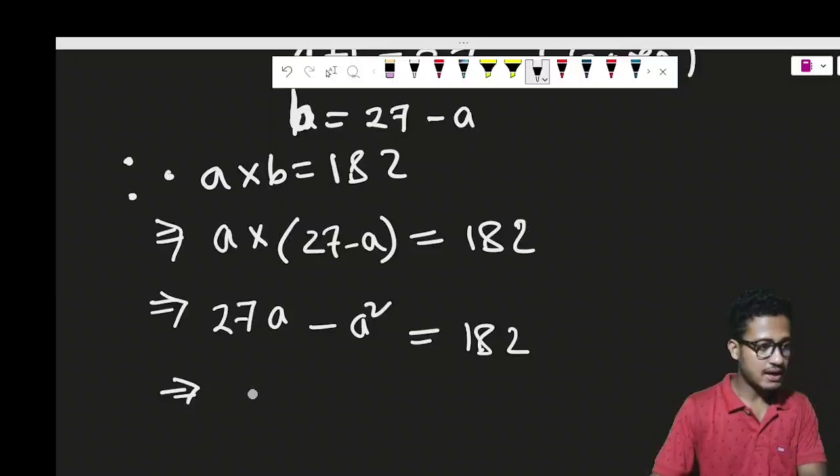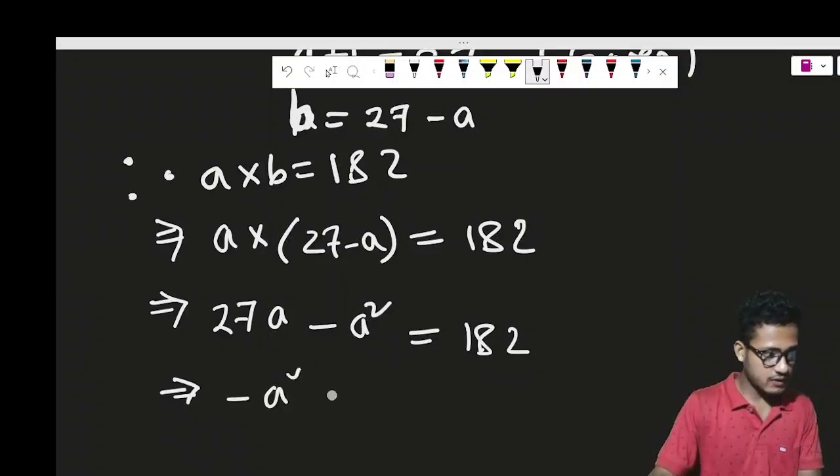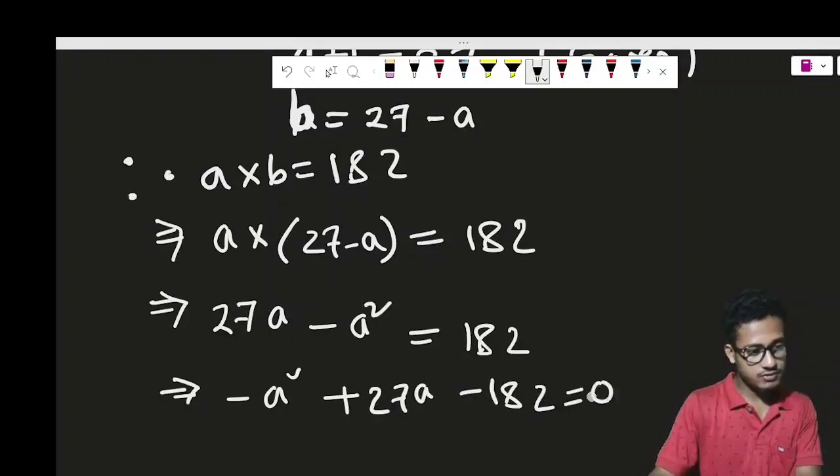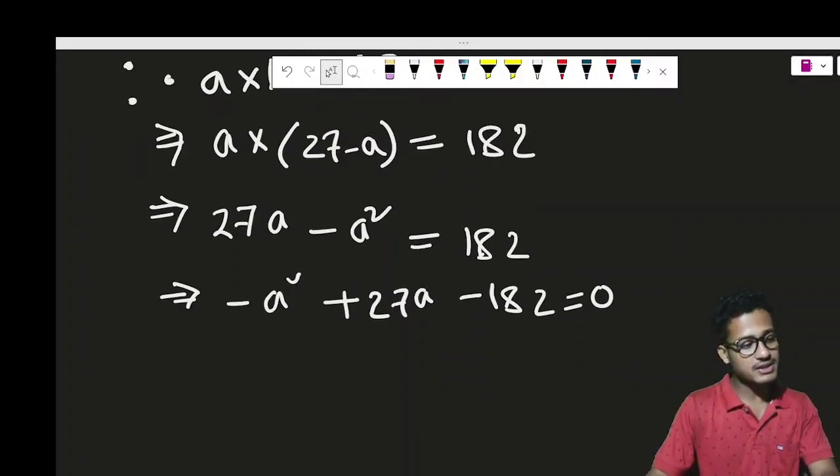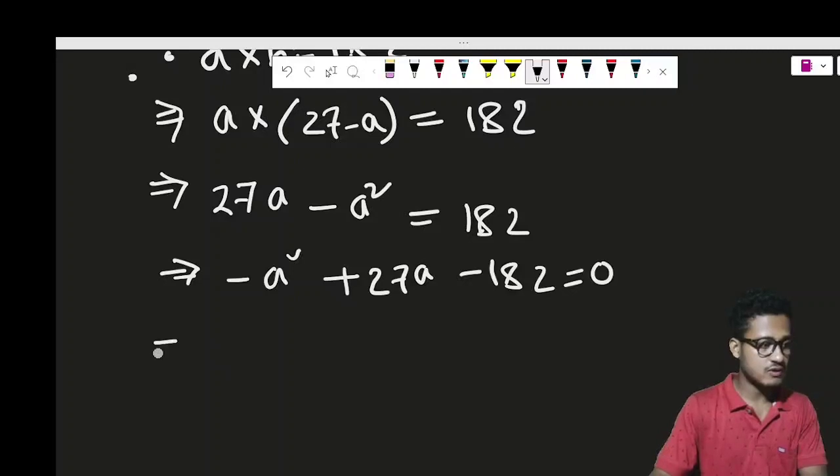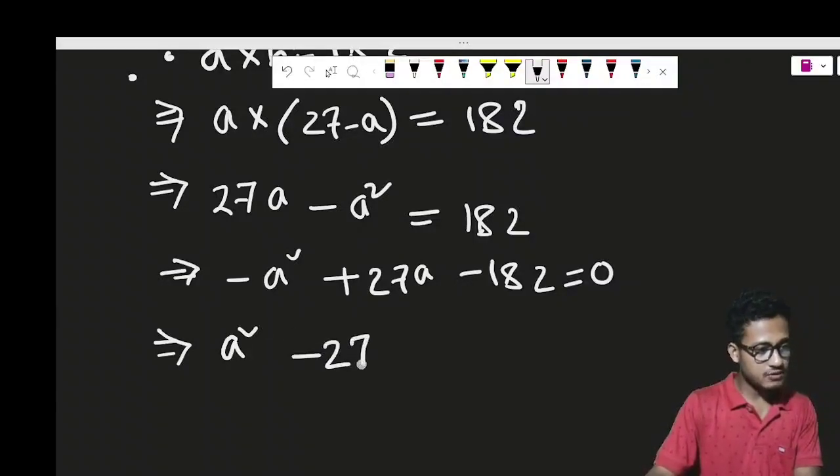This will imply minus a square plus 27a minus 182 is equal to 0. This is the form of a quadratic equation. Now if we multiply by minus 1, this will imply a square minus 27a plus 182 is equal to 0.